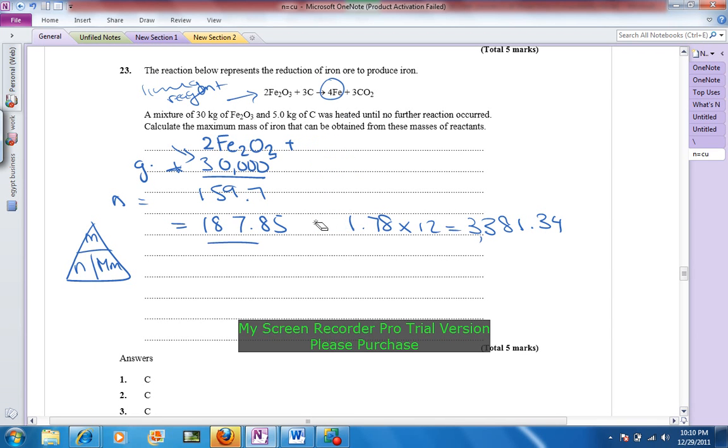We know that 187.85 moles of this is used. So again, what you do is 4 times this number divided by 2. I'm doing it right now as we speak. The answer is 375.7 moles for Fe. But they're asking for the mass. What's the maximum mass of iron?